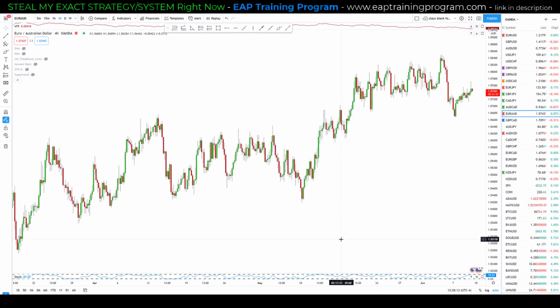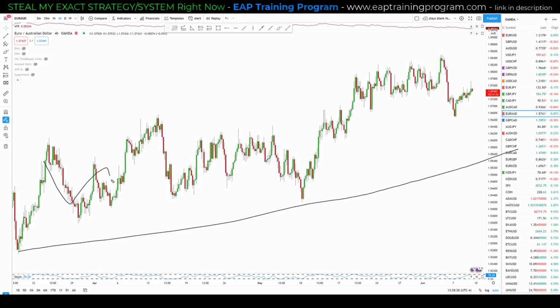Okay, so here we are on the Euro Aussie 4-hour chart. And as you can see, in a normal situation, this would be kind of difficult to determine the overall trend of this market in certain situations, right? I mean, as you can tell, yeah, we're going in a slight uptrend, I guess you could say, but there's a lot of choppiness in between here. And this is the reality of markets.